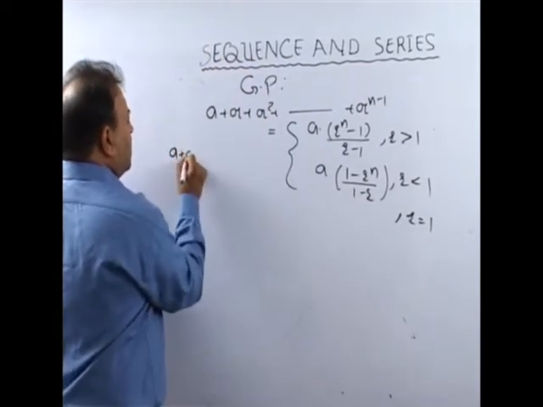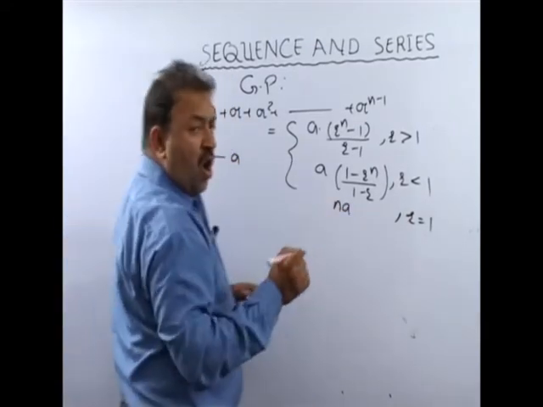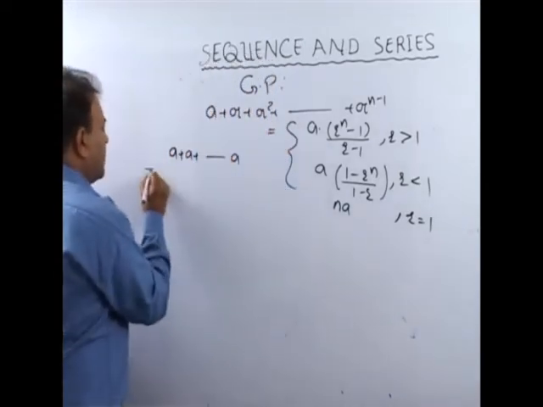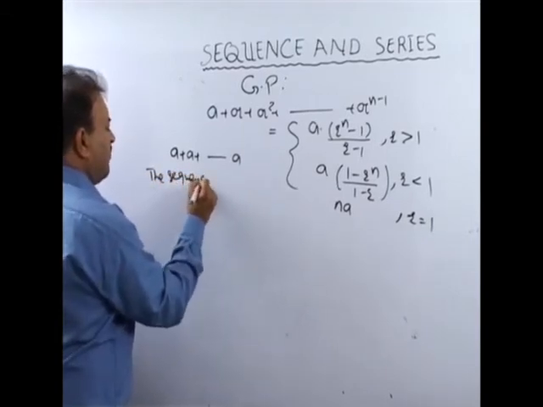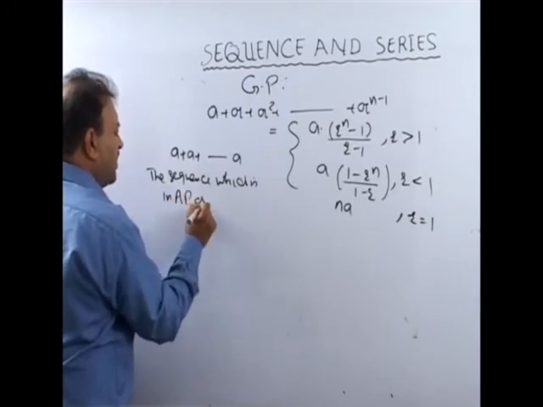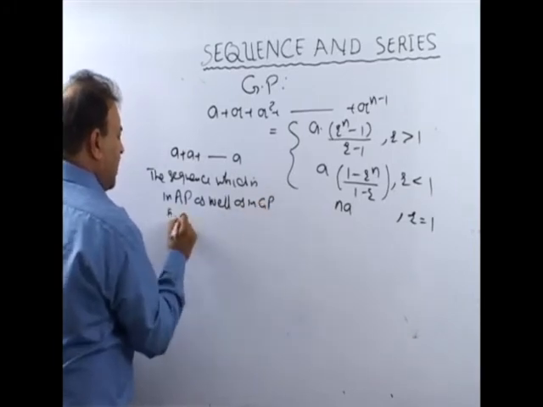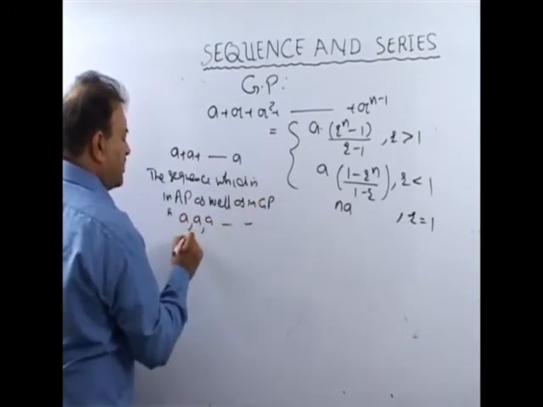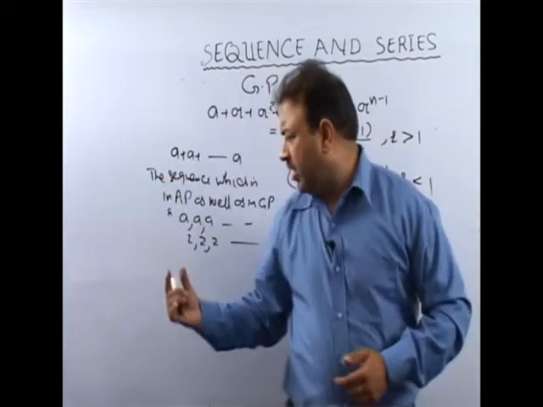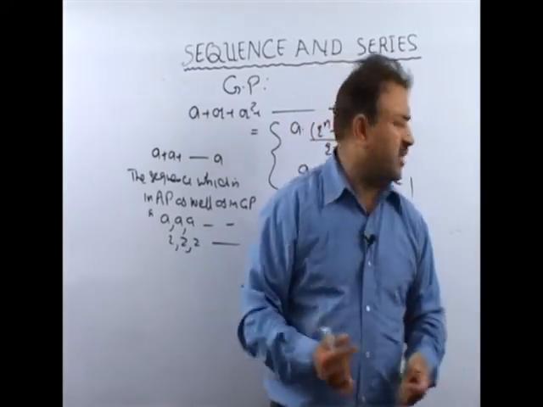We get A plus A up to A, n times. We got our answer, nA. We have done one or two problems on this also. The sequence which is in AP as well as in GP is A, or 2, 2, 2, 2, any number repeating, because in that case the common ratio is 1 and the common difference is 0.